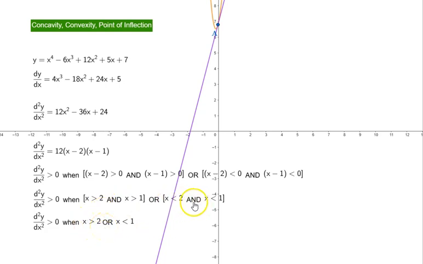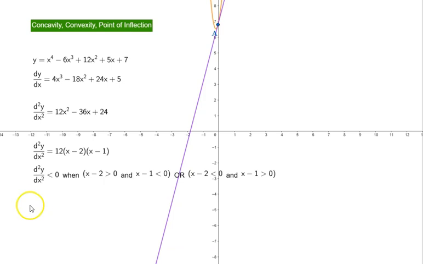Now here x is less than 2 and x is less than 1. We can combine them into x is less than 1. Which means it is concave upwards when x is in the interval minus infinity to 1 or in the interval 2 to infinity. Okay, that was when the second derivative is greater than 0. Now what about when it is less than 0? So d2y by dx square is less than 0 when, now think about it, when will this be negative?